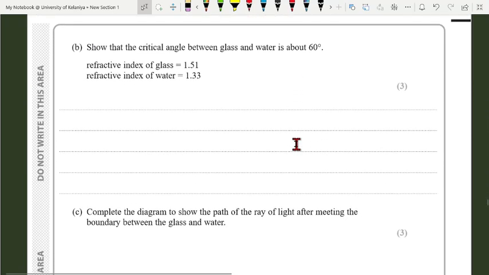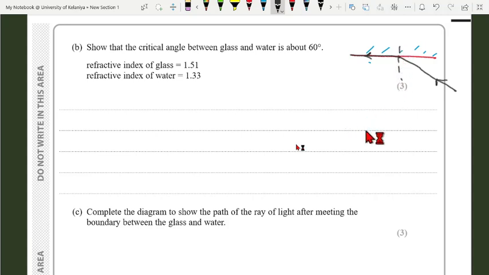Next, show that the critical angle between the glass and water is about 60 degrees. Here we have water over here. If this is our ray, then what will happen if it is at the critical angle? Then our ray will move like this. Now I'm going to use Snell's law. Snell's law is n1 times sine theta 1 equals n2 times sine theta 2.